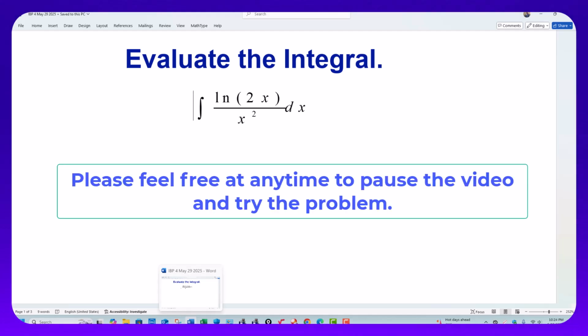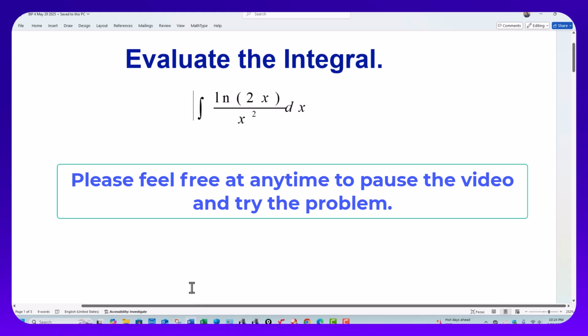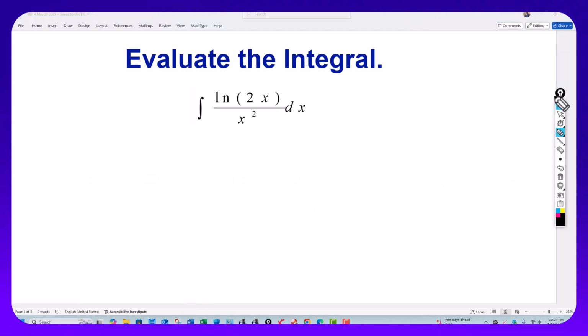In this video, we're going to evaluate the integral of the natural log of 2x over x squared. Now, the majority of the time, this type of integral involving natural log will usually involve integration by parts. In some cases, it could be a standard u substitution, but I'm going to try integration by parts to start off with. When I pick my u, it should be something that we can differentiate.